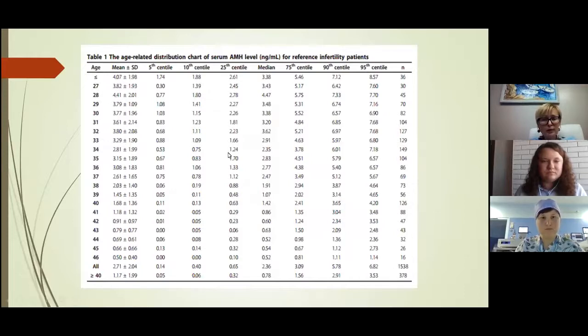Also, you can see in this table that anti-Mullerian hormone decreases with age. For example, the median at 27 years old is 3.5, 3.4. And the median at 46 years old is 0.5. So all women have this tendency, but if at the beginning, at 27 or at 30 years old, a woman has, for example, not 3, but 10, then at 40 years old she will have a higher number. And just the opposite, if here she has 1.5, here maybe menopause.